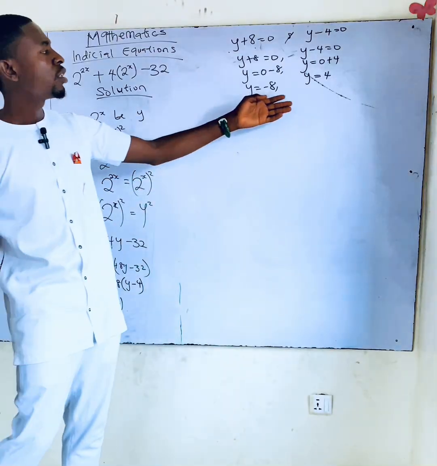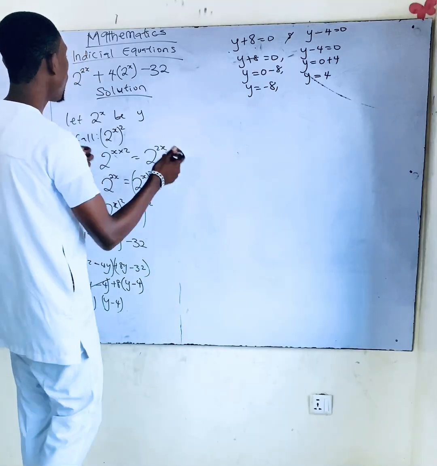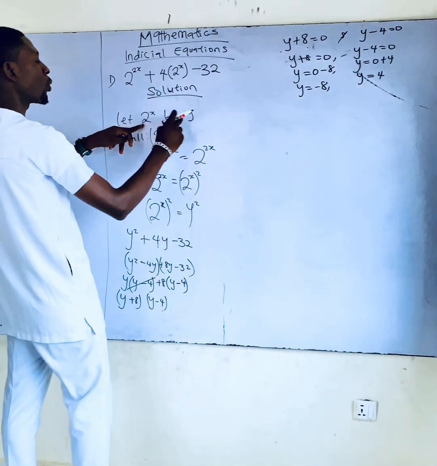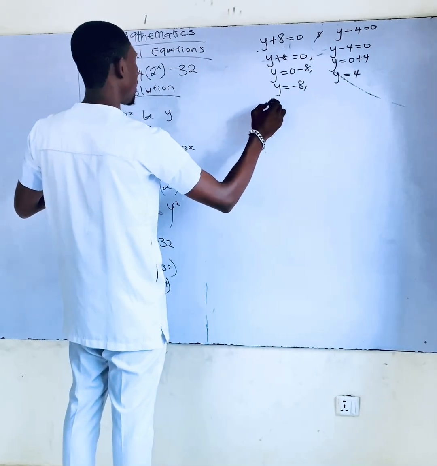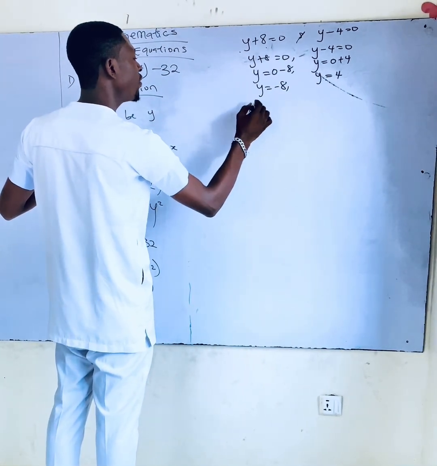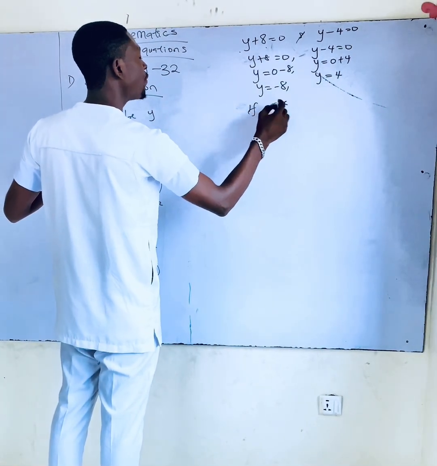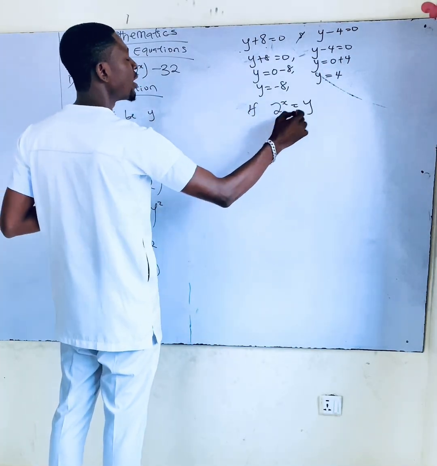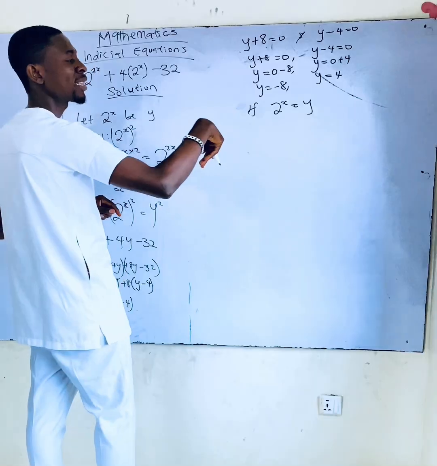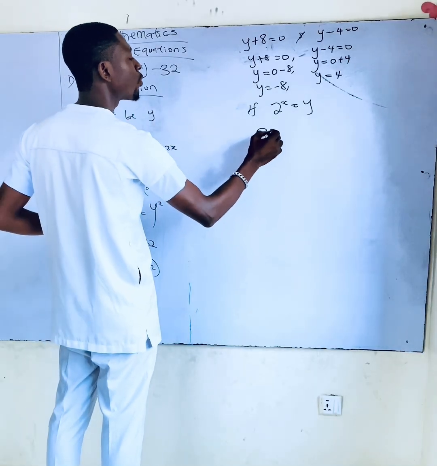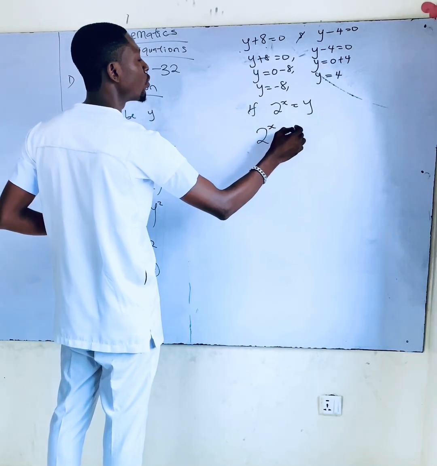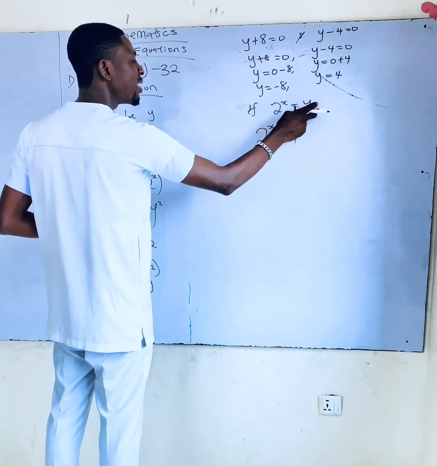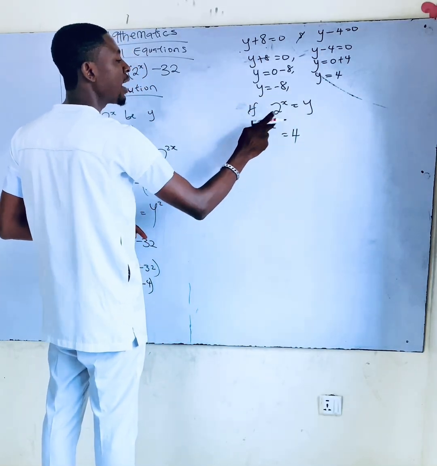4. Since we've gotten this, then we can come back to what we said here. Recall that we said, let 2 raised to power x be y. So now, if 2 raised to power x is equal to y, then for our y, we want to use back that number. Then we'll have 2 raised to power x is equal to 4. If y is equal to 4, remember that y is the same thing as 2 raised to power x. So 2 raised to power x is equal to 4.